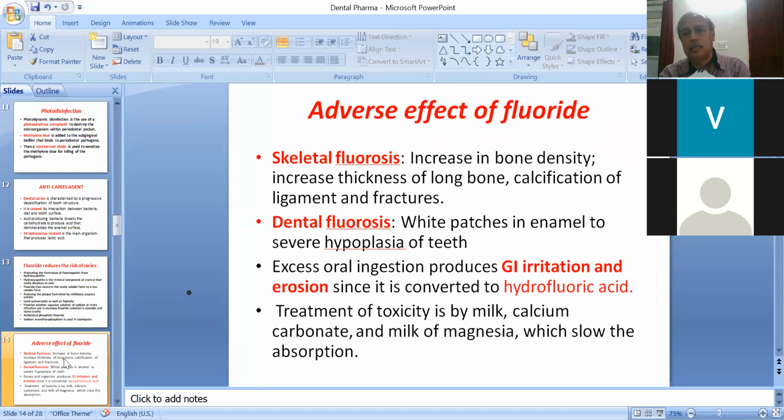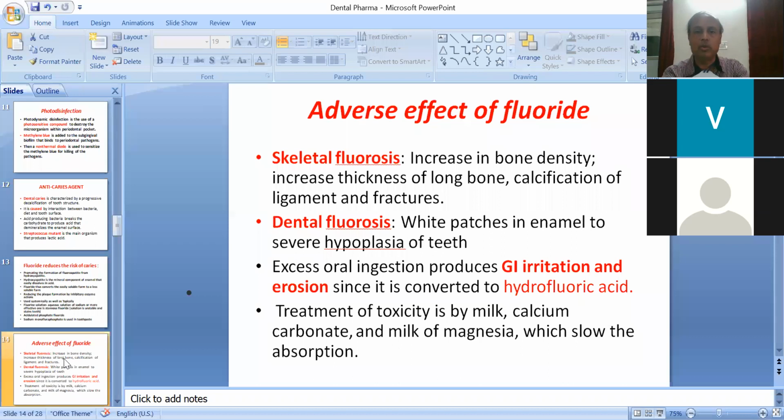Then again, every medicine has its own adverse effects. So adverse effects of fluoride: excess use of fluoride can lead to skeletal fluorosis. In skeletal fluorosis, there is an increase in bone density, increased thickness of the long bones, calcification of the ligaments, and fractures. So the increased risk of fractures, calcification of ligaments, bone density changes, etc., because of the excess use of fluoride, is known as skeletal fluorosis.